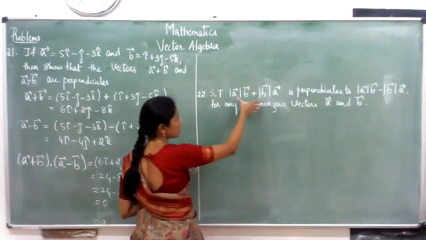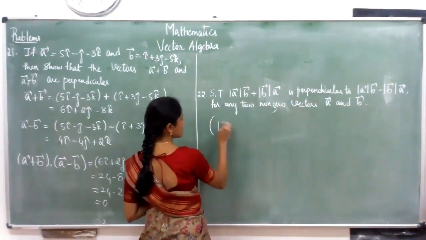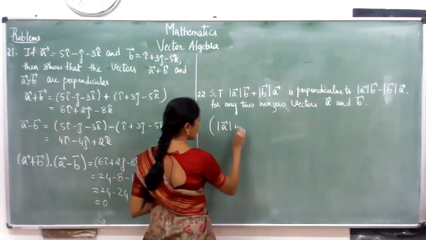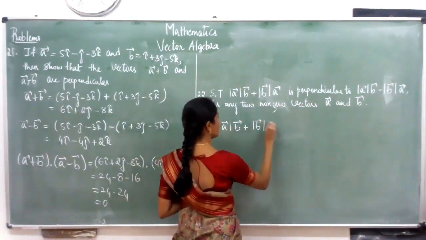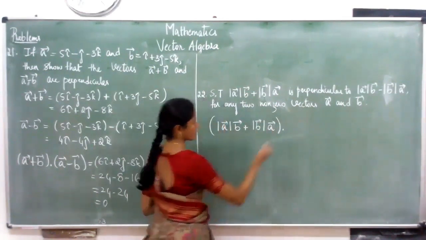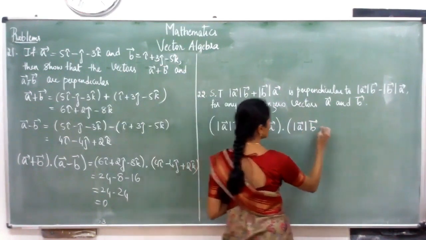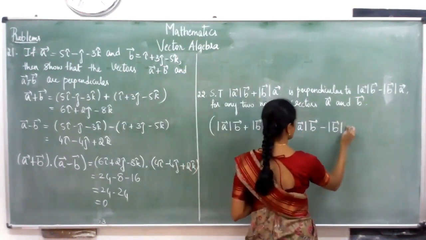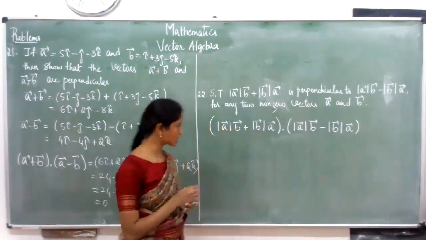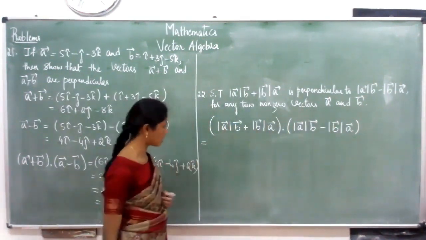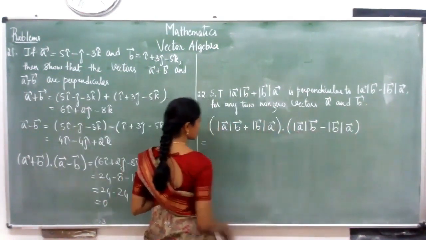So we need to find the dot product between this vector and that one. The first vector is magnitude of vector A into vector B plus magnitude of vector B into vector A, dot, then next we have magnitude of vector A into vector B minus magnitude of vector B into vector A. So we need to find the dot product between these two vectors. Let us see whether we get it as 0 or not.